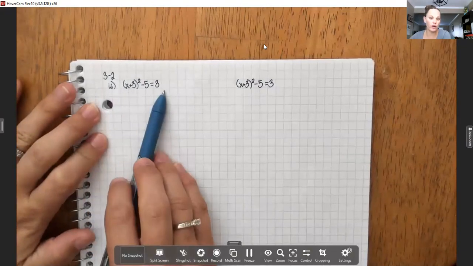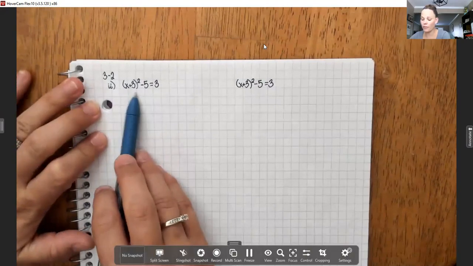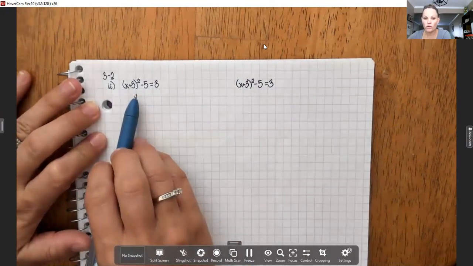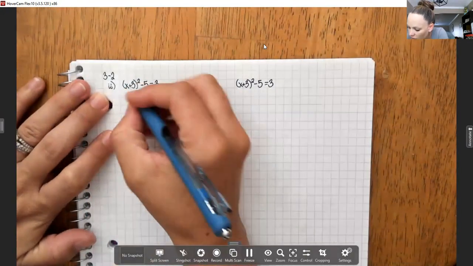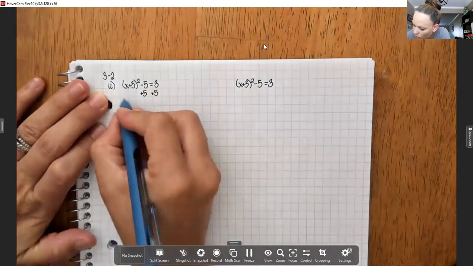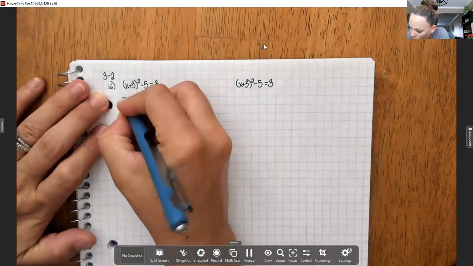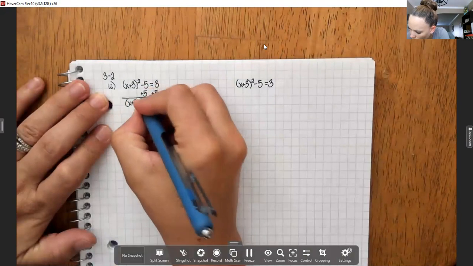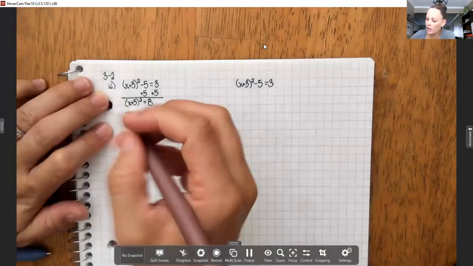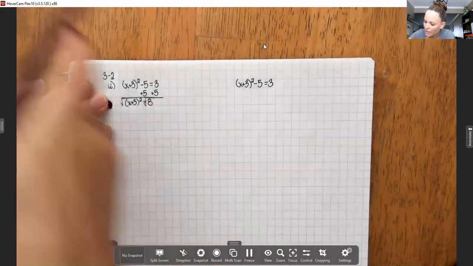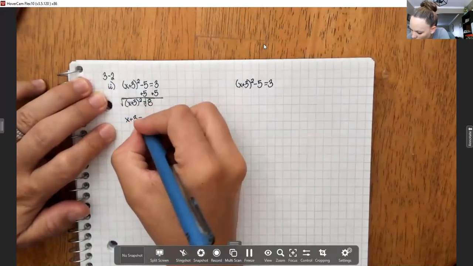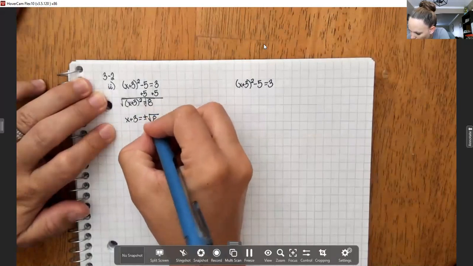So we will do it algebraically, and then we'll also do it graphically. So algebraically, we're going to add 5 to both sides. We get x plus 3 squared equals 8. Square root both sides. So x plus 3 equals plus or minus the square root of 8.